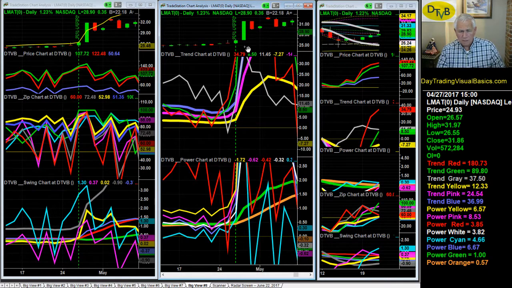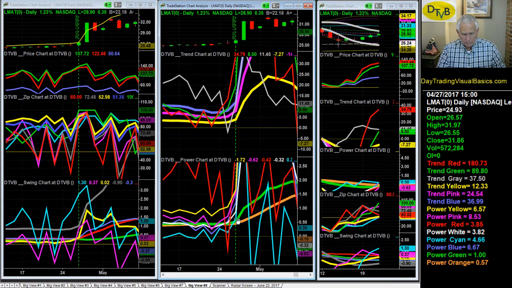And as a result of that, we can take a gap or you can take a long green candle. They both work the same as long as you hang on to them. But in the power chart, we have all 6 lines moving up, and they're all above the power orange line, with power red highest and power yellow the next highest.